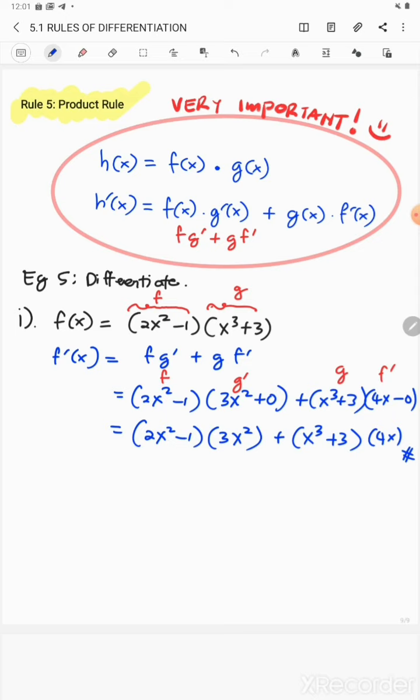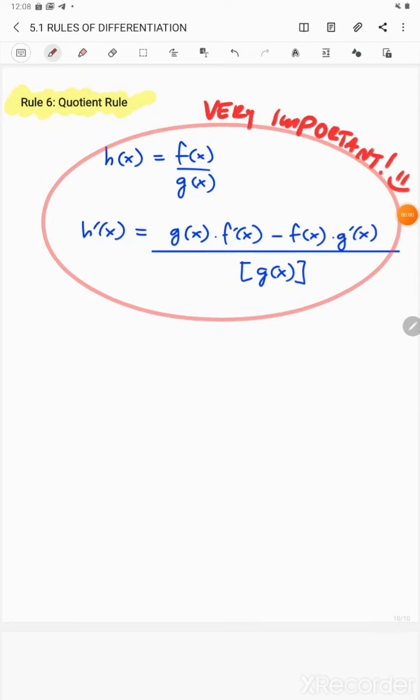Okay, the question normally asks you do not simplify, just stop here. Alright. Okay, this is the last rule, rule number 6. We have here the quotient rule. This is very important, where you have to remember the formula. Just now we had multiplication, so you use the product rule, and now we have division.